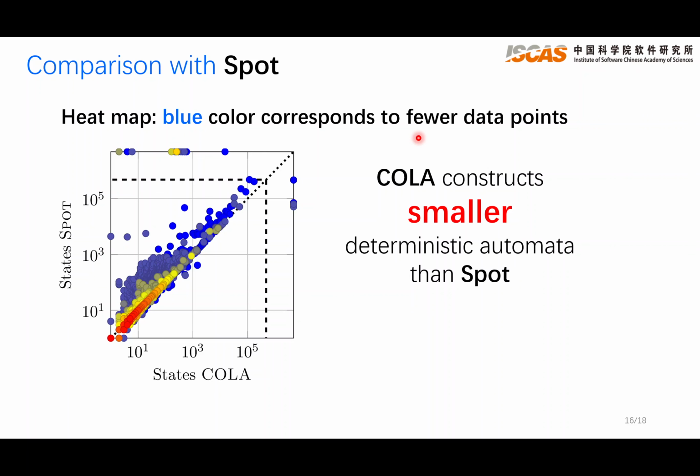Here we only show the plots for the number of states because the results are similar for the number of transitions and the number of colors. Our plot is organized like a heat map, where the blue color corresponds to fewer data points, and the red color relates with more data points. Moreover, the points above the diagonal indicate that our constructed automata are smaller than those by Spot. We can see that this is the case for most of the points, which indicates that Cola very often produces smaller parity automata than Spot.